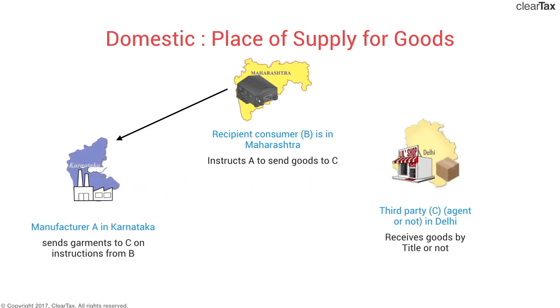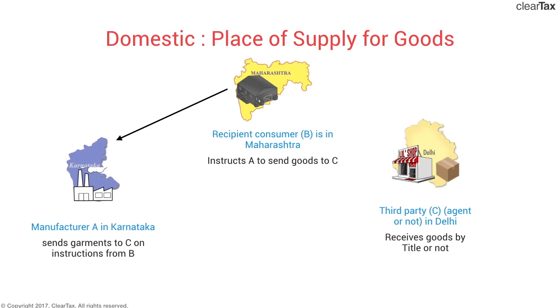C is located in Delhi. So C is the third party. Even if he is the agent or not, it's a third party transaction. The recipient has instructed the supplier to deliver the goods to a third party, and C receives these goods by title or not.